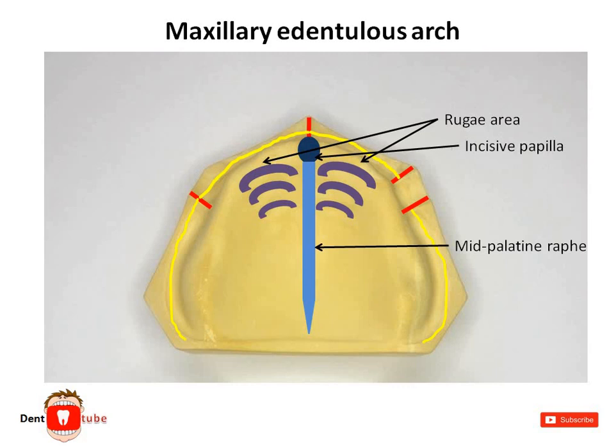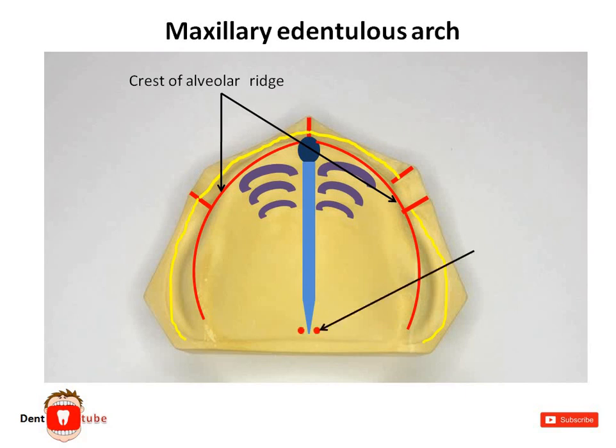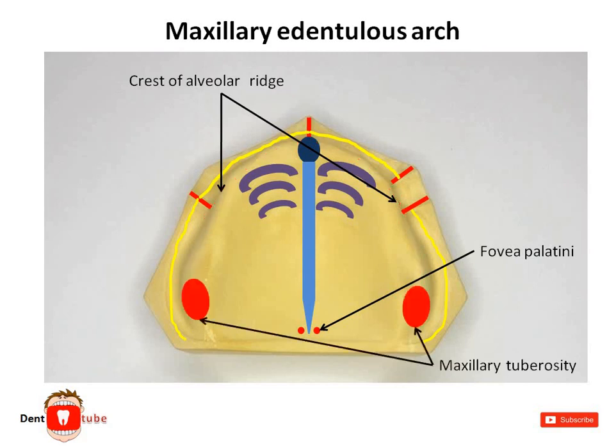The highest portion of the alveolar ridge forms the crest of the alveolar ridge. The ducts of several mucosal glands coalesce forming fovea palatini. Bulbous extension of the residual ridge in the second and third molar region is the maxillary tuberosity.